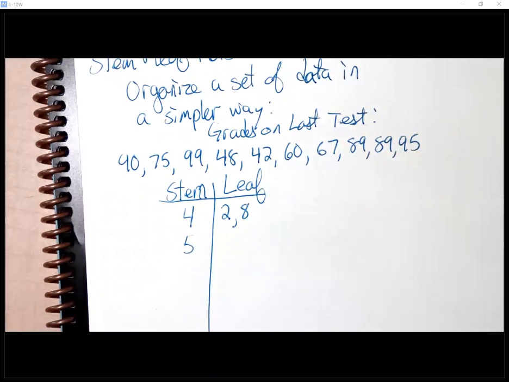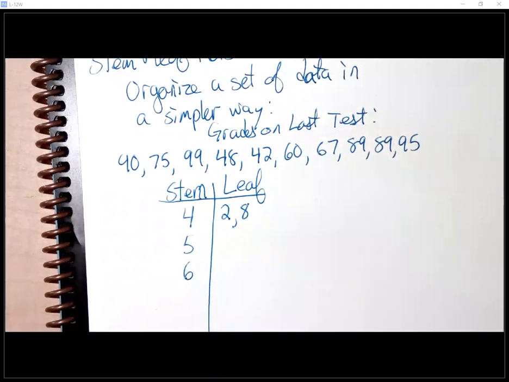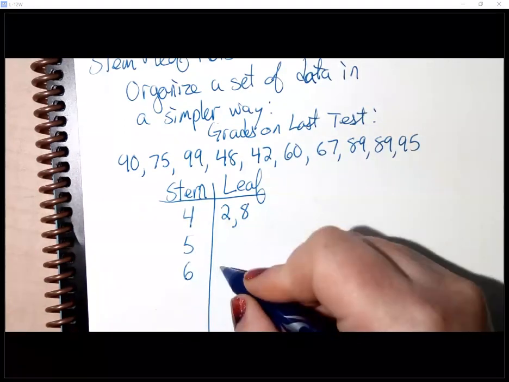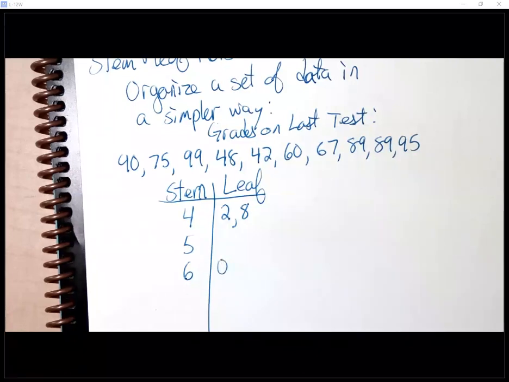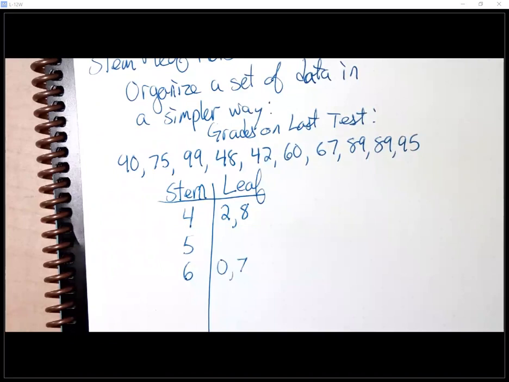60s, I do have some in the 60s. The smallest one in the 60s was a 60. So what do you think I put as the leaf? I put a 0. That would represent the one test that got a 60. And then I look, do I have any others in the 60s? Yeah, I have 67. So then for that leaf, I would just put a 7. Does that make sense? See how that kind of works?